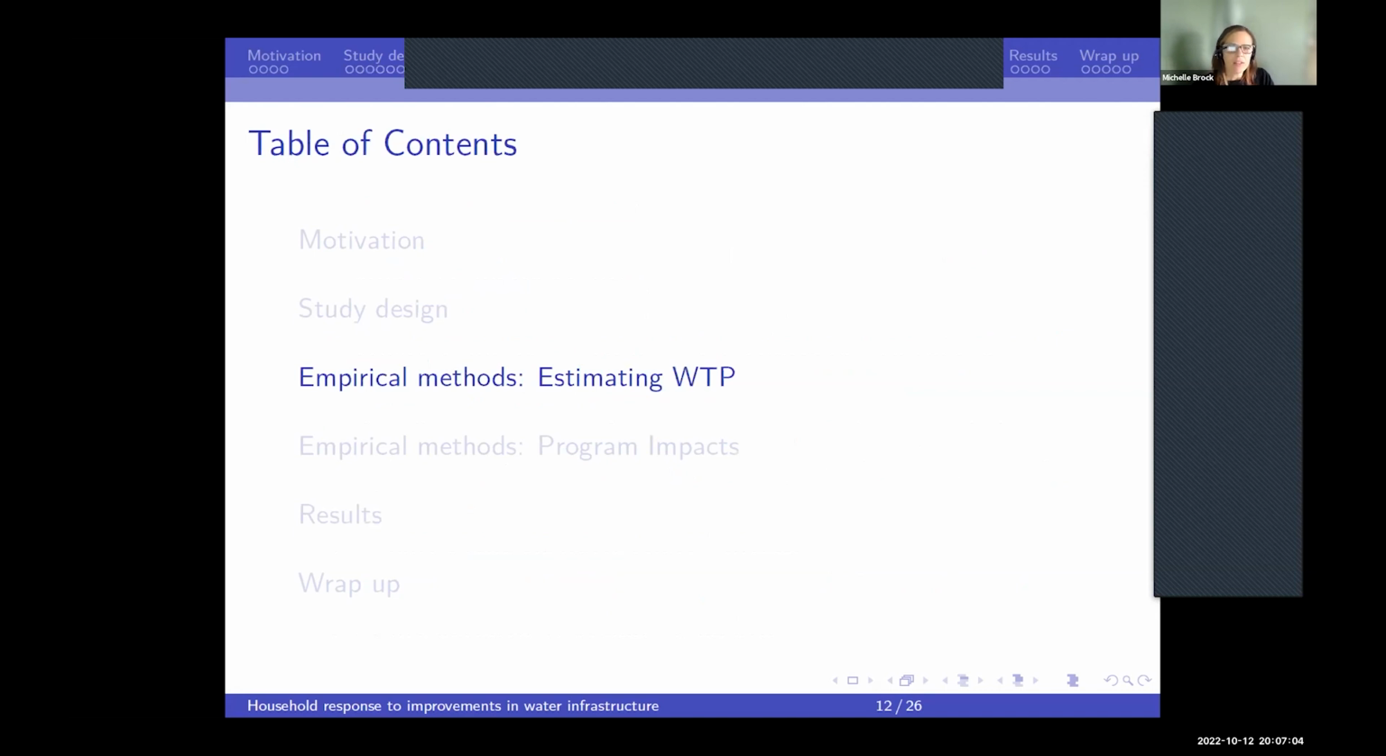I'm going to spend a little bit of time describing how we estimate willingness to pay. Then I will describe the doubly robust difference in difference methodology and then move to the results.